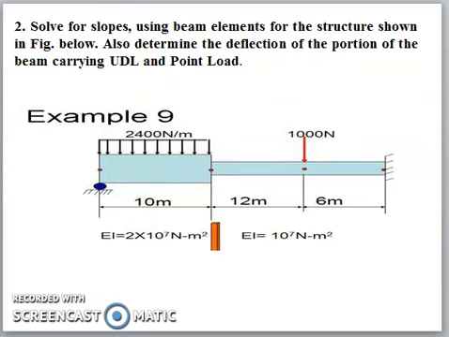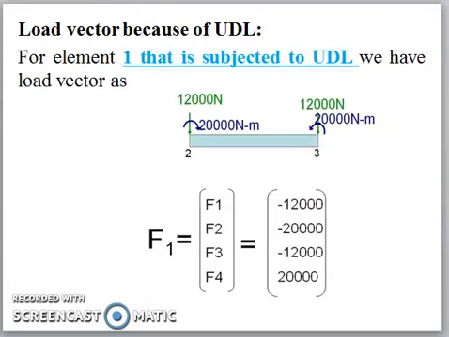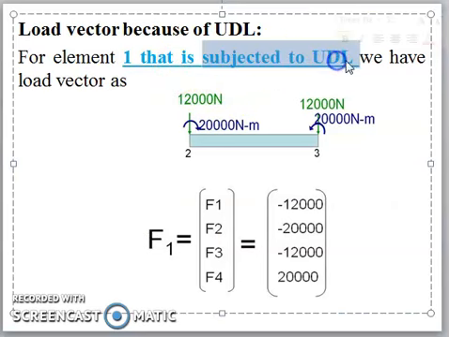I already gave it in a previous class, and I also gave the soft copy notes of this into the group, so just go through it. Okay, now element 1 is subjected to UDL. We have the load vector 12,000 20,000 12,000 20,000. So write F1 F2 F3 F4.